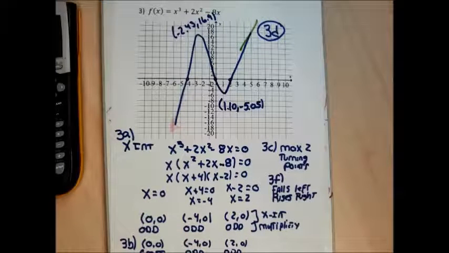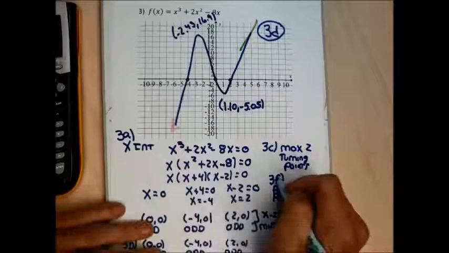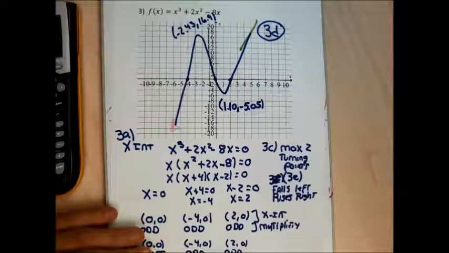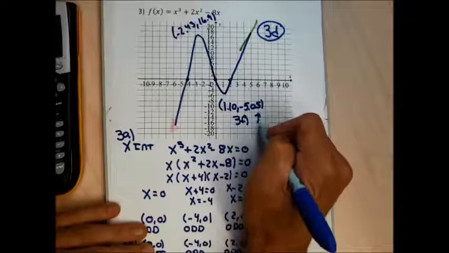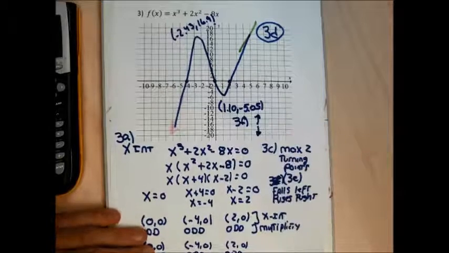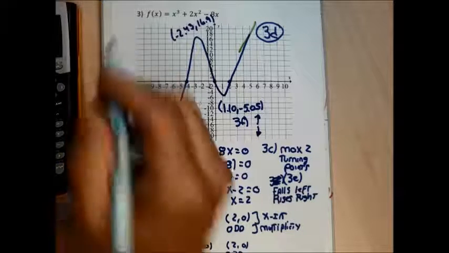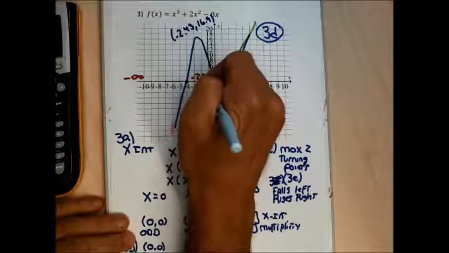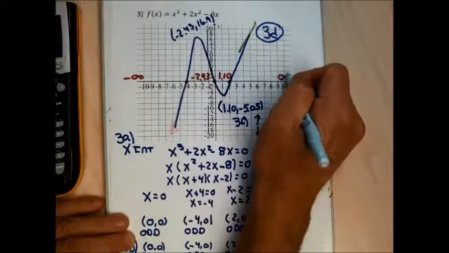Now I'm going to do the increasing and decreasing part, which was actually 3E. The falls to the left and rises to the right, the end behavior, is 3E. And 3F is the increasing and decreasing. And in order to do 3F, I'm going to put negative infinity on the far left edge of my x-axis, the x-coordinate of each turning point, negative 2.43 and 1.10 on my x-axis, and positive infinity.